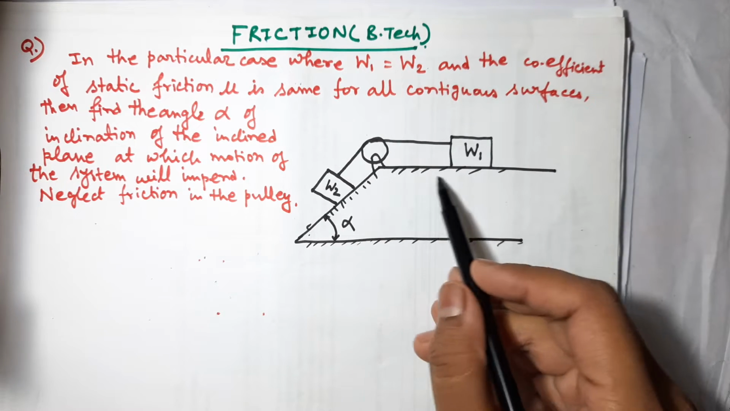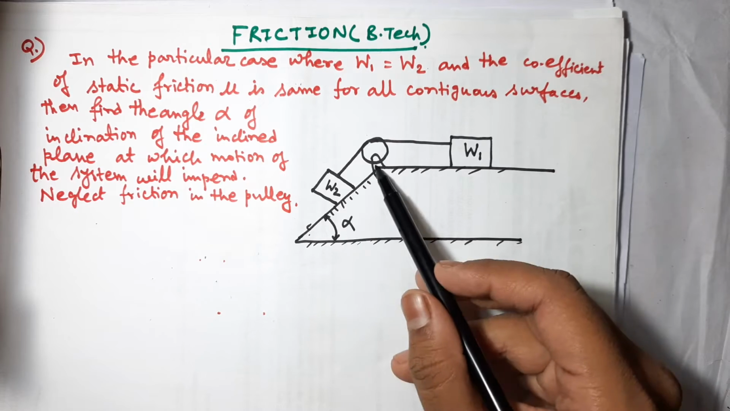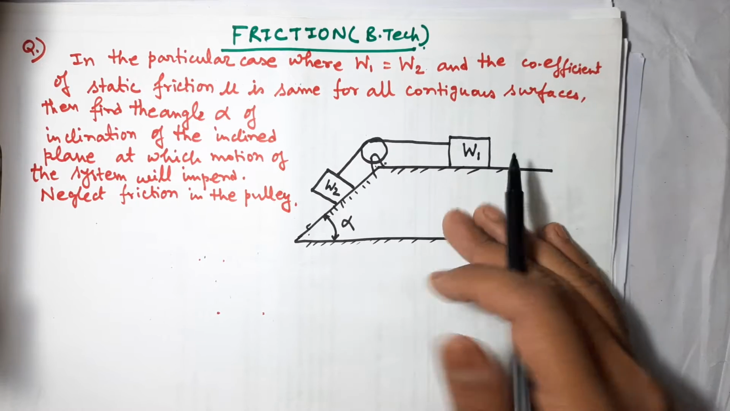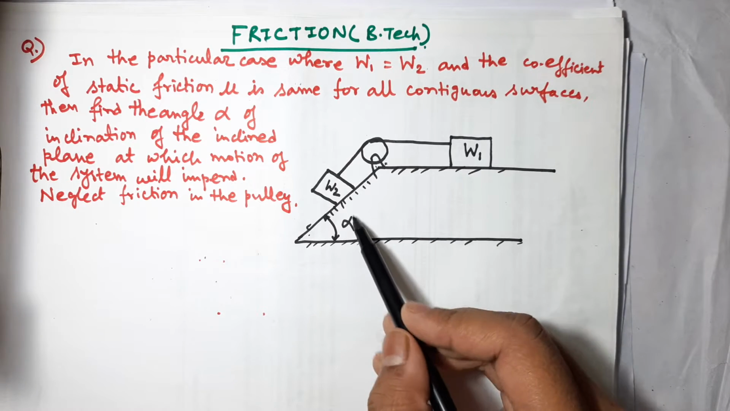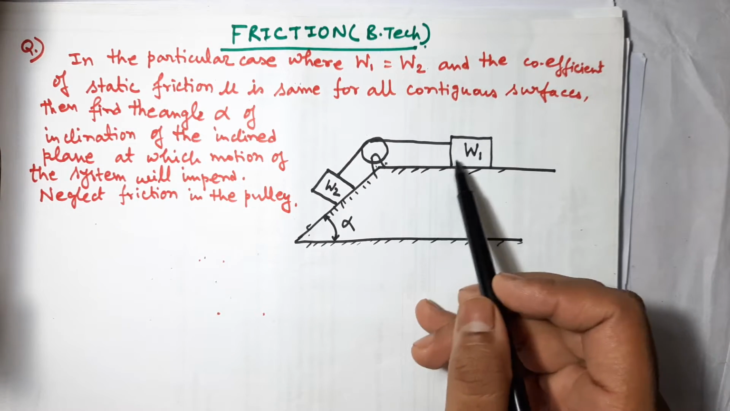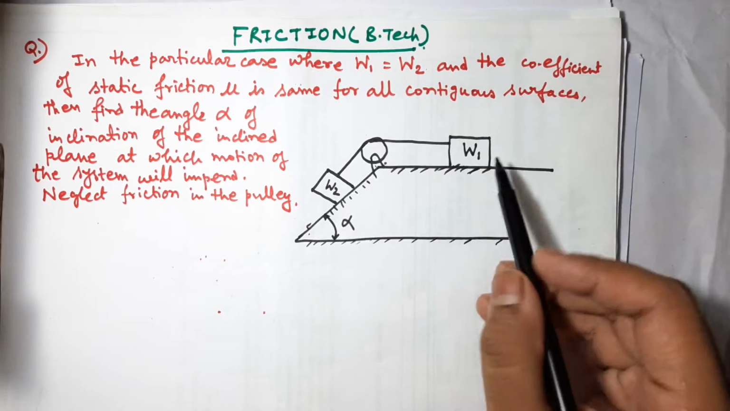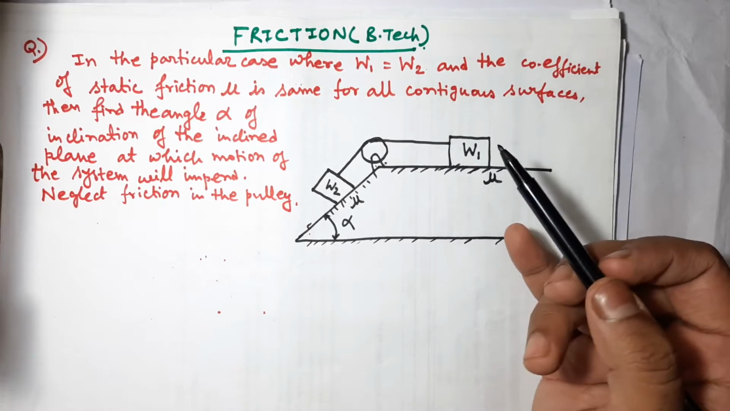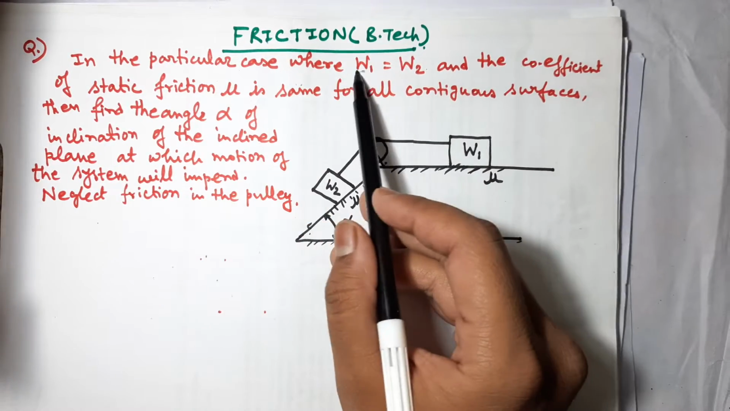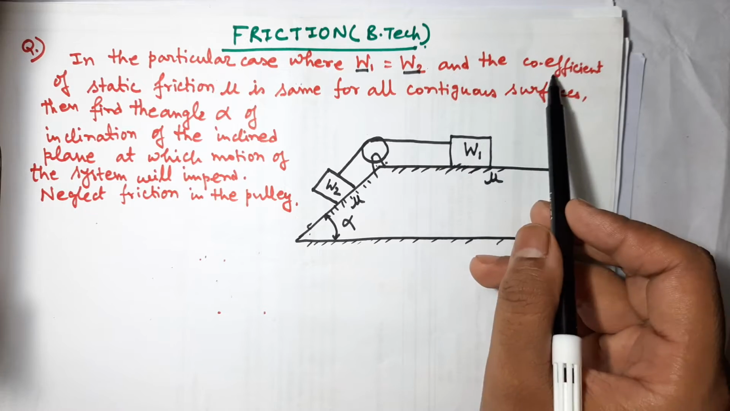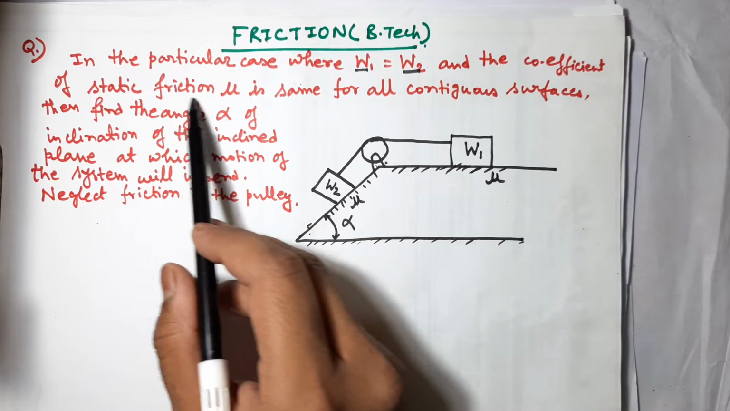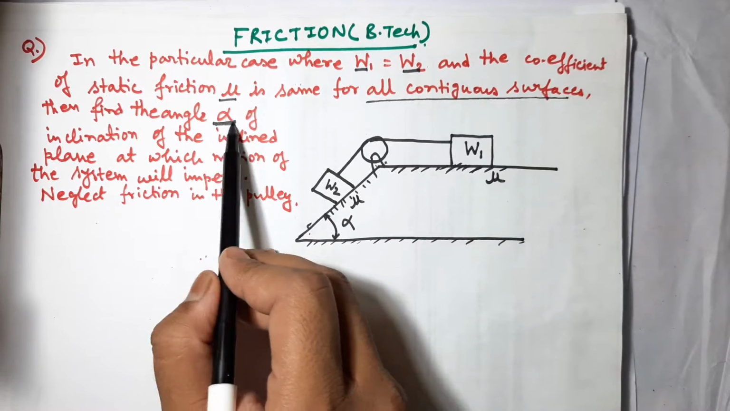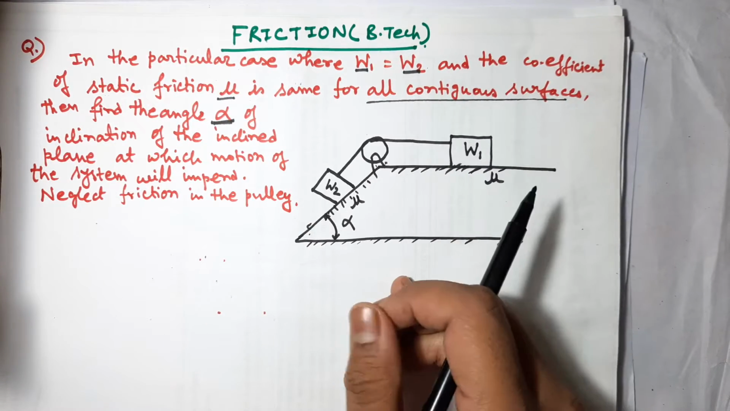This diagram is given: an inclined plane, as well as a smooth horizontal plane, and this angle is alpha. Friction is present everywhere. The coefficient of friction is mu on these surfaces. W1 is equal to W2, and the static friction mu is the same for all contiguous surfaces. Find the angle alpha.